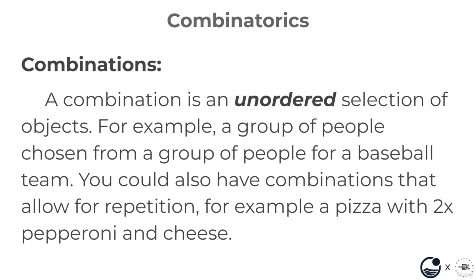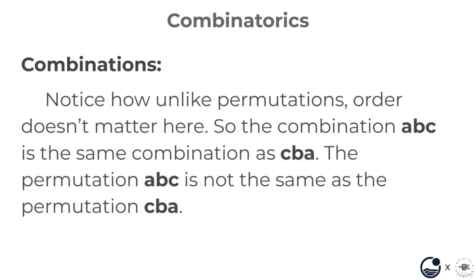You could also have combinations that allow for repetition. For example, trying to figure out the different combinations that you could use based off pizza toppings to create your pizza. You could technically order double pepperoni. So there's different calculations depending on the situation. The main thing to notice here is how, unlike permutations, ordering or arrangement doesn't matter here.